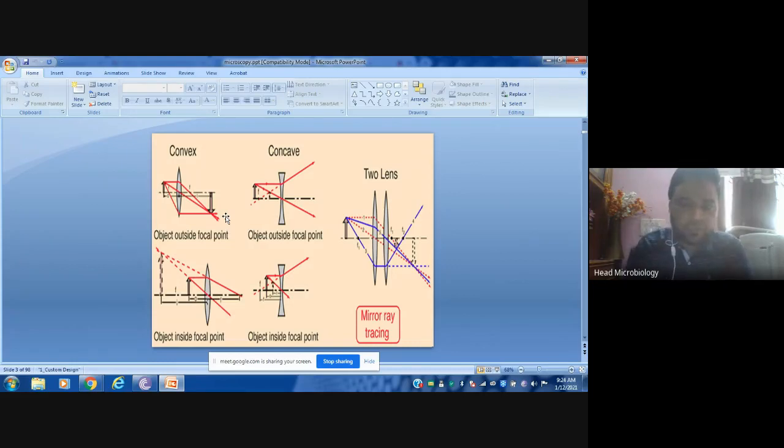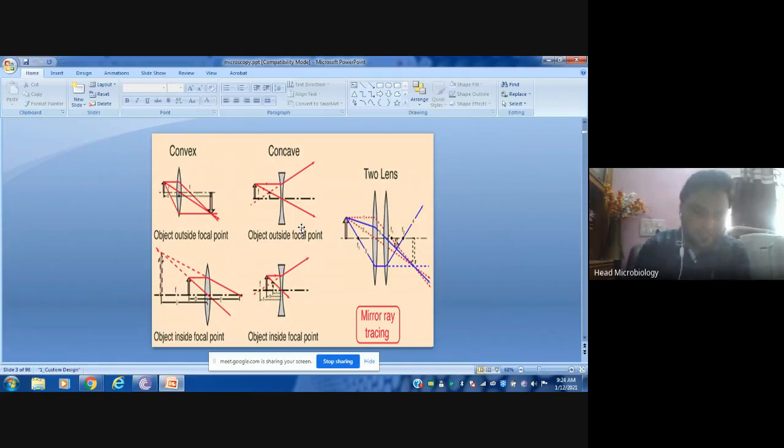Okay, then this is what happens in the case of the eyepiece. What happens if you keep the object in between the focus and the lens? If you keep it in between these two, see, then what happens here? The primary image will be formed away from the focus point. This we'll discuss later.